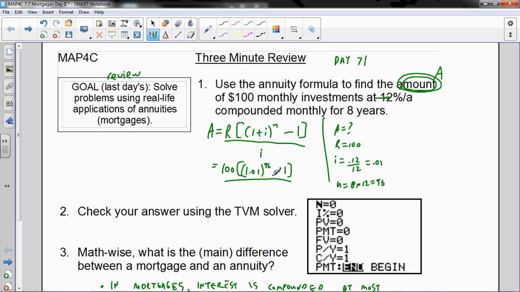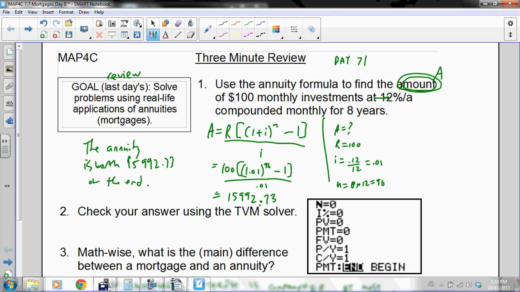So $100 a month for 8 years adds up to almost 16,000 bucks. That's pretty good. Now that is a pretty high interest rate. It's hard to find an investment that will give you 12% compounded monthly. But if you did, the annuity is worth that at the end.